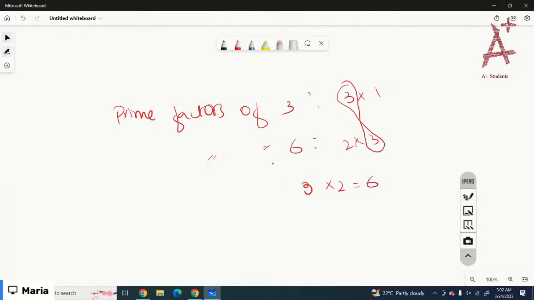Got it? Basically for the least common denominator, we are going to multiply the common number and the non-common number. 3 is common and 2 is non-common. So you need to do 3 times 2. 3 times 2 is 6. Got it?